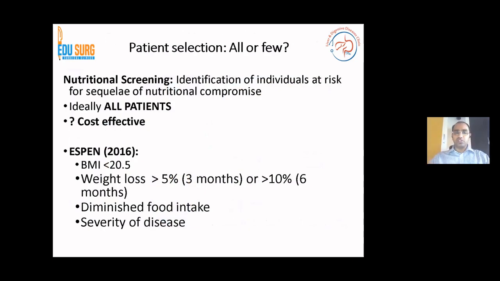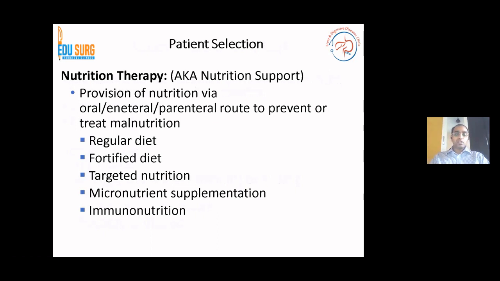So, which patients should undergo nutritional screening? Ideally, of course, all patients should undergo nutritional screening, but that is not cost effective. A patient comes in, a young patient in their late 20s or early 30s, he has an indirect inguinal hernia. So it is very unlikely that this is a patient who is malnourished and will require nutritional rehabilitation. So when talking of nutritional screening and nutritional rehabilitation, the cost effectiveness is definitely a factor that will come into play. And so ESPEN, the European Nutritional Society, has come up with a few criteria where nutritional screening is recommended. So which are these patients? Those with BMI less than 20.5, those with a significant weight loss, those with diminished food intake, and those with severe or chronic disease.